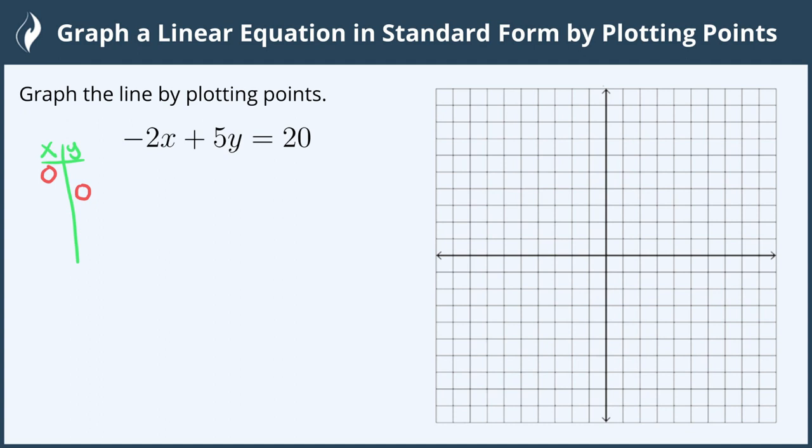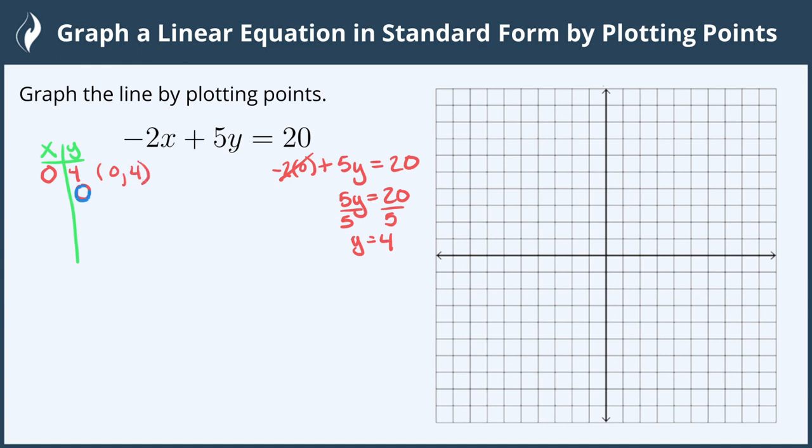With these, we have to do a little extra work because it's not solved for one of the variables. I'm going to try and write a little smaller so that I can fit all of my scratch work in here. With the first one, we're going to substitute 0 in for x and solve for y. Negative 2 times 0 is 0. 0 plus 5y is 5y. To solve for y, we'll divide both sides by 5. So y equals positive 4. So we have the coordinate 4 for y when x is 0, or the ordered pair 0, 4.